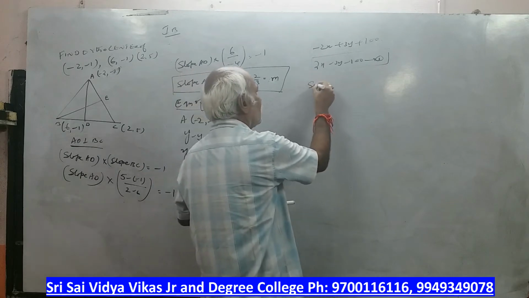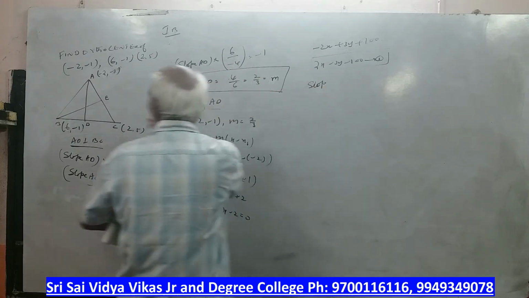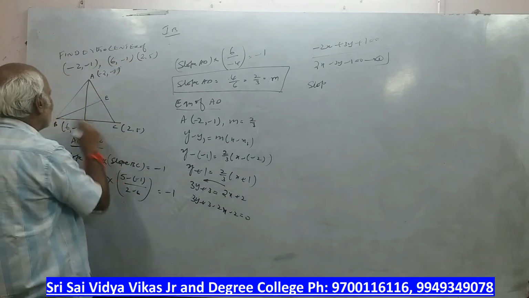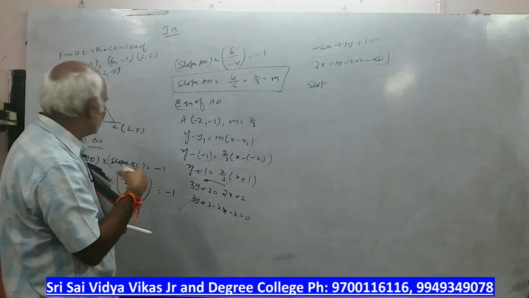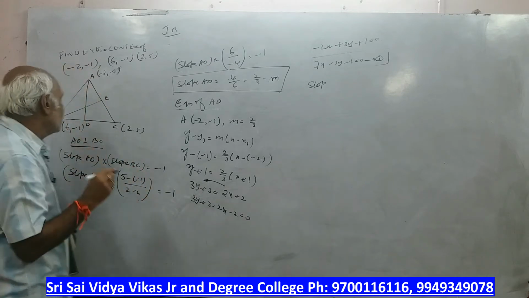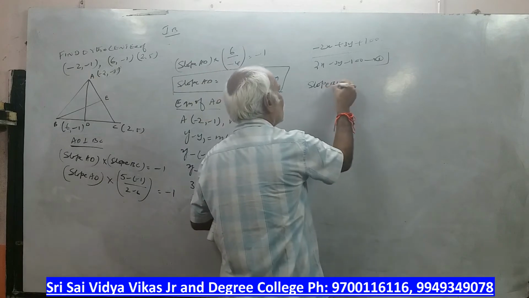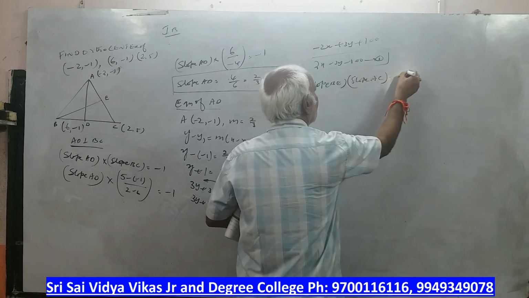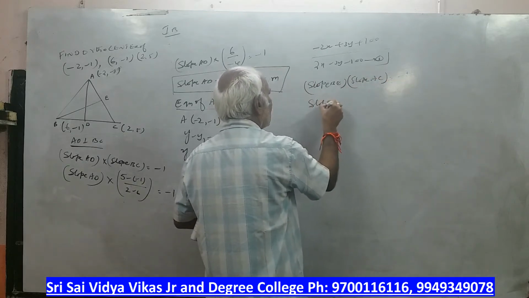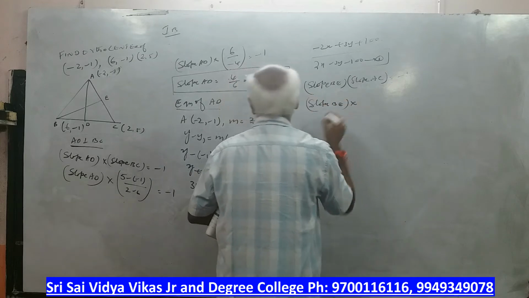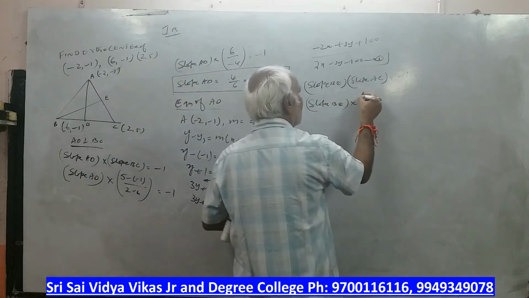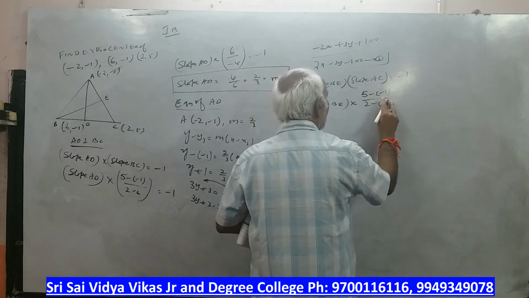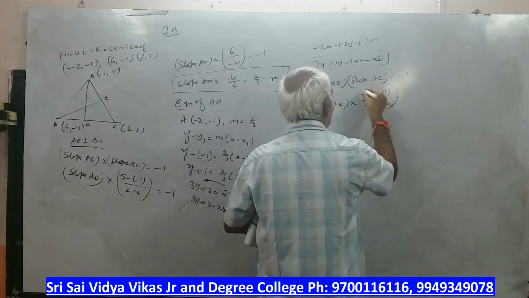Again, slope of BE. Always we do AD and BE only, sir. We will not consider CF. Generally we consider AD and BE. If you consider CF also, you get the same answer, but the procedure is this. Slope of BE into slope of AC is equal to minus 1. Slope of AC is 5 minus of minus 1 by 2 minus of minus 2, right?